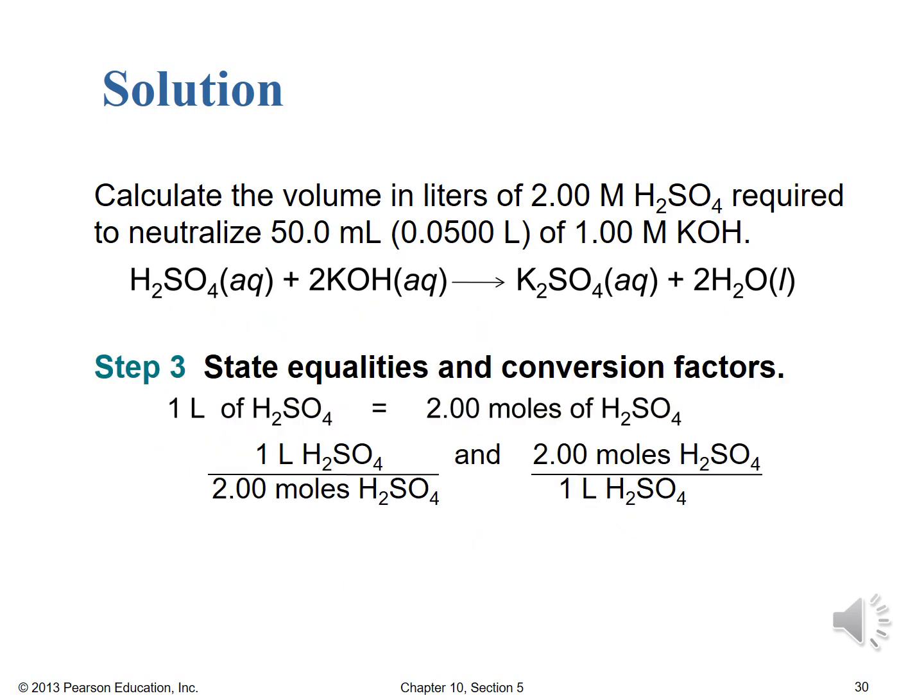Continuing with step 3, we have that 1 liter of H2SO4 equals 2.00 moles of H2SO4, and that's given from the concentration of 2.00 molar H2SO4 from the problem itself. We can either have the 1 liter of H2SO4 in the numerator and the 2.00 moles of H2SO4 in the denominator, and that's actually the form we'll need to get liters of H2SO4, which is what we're looking for here. Or, depending on how the problem was staged, we could have done the 2.00 moles of H2SO4 in the numerator and the 1 liter of H2SO4 in the denominator if we were given a different sort of problem. But for this case, we're going to use the first example.